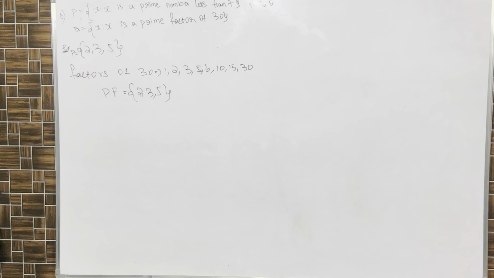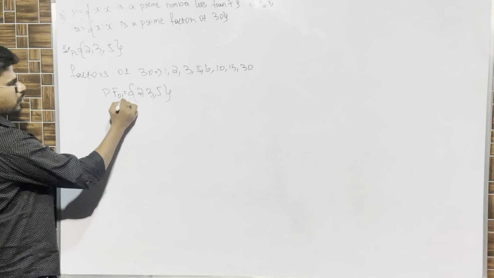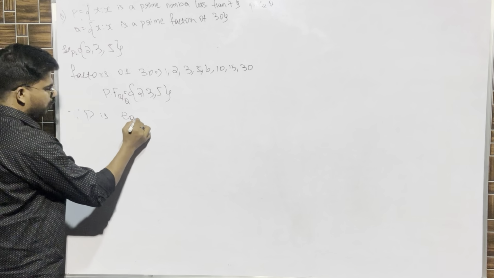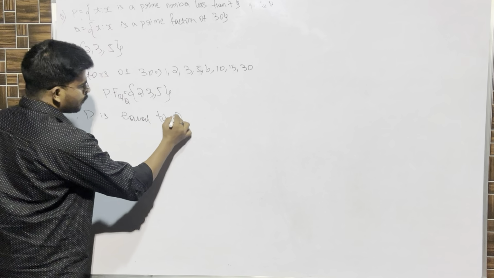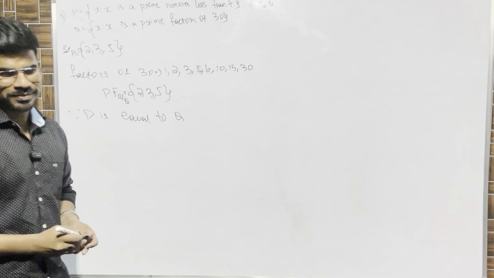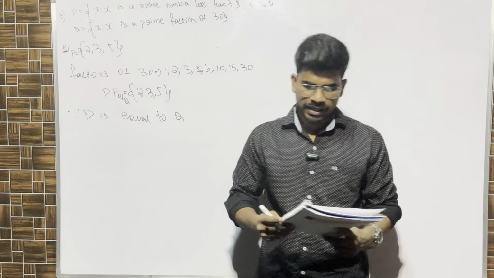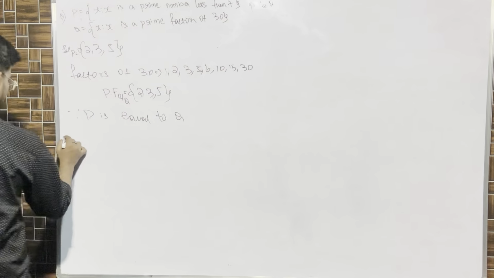Are P and Q equal? Yes. Prime factors of Q. So therefore, P is equal to Q. 4 marks question. No Venn diagram. Next question.